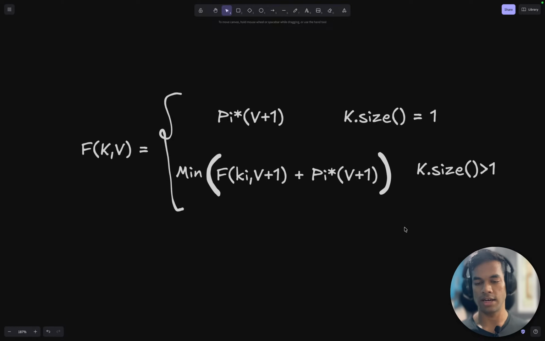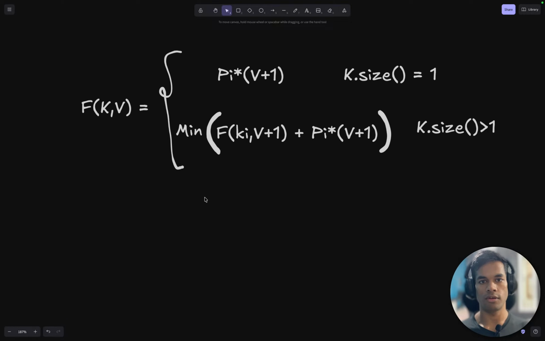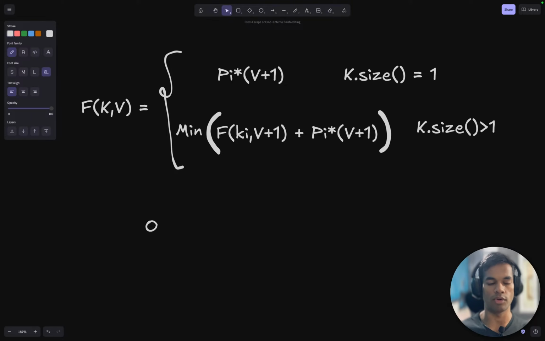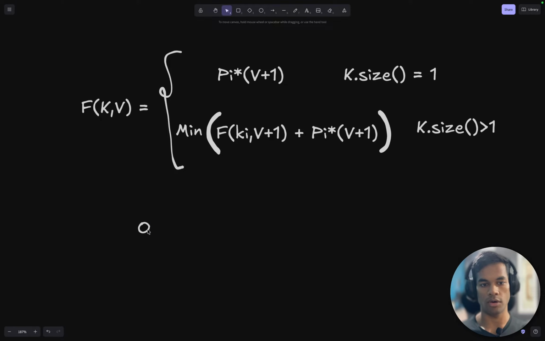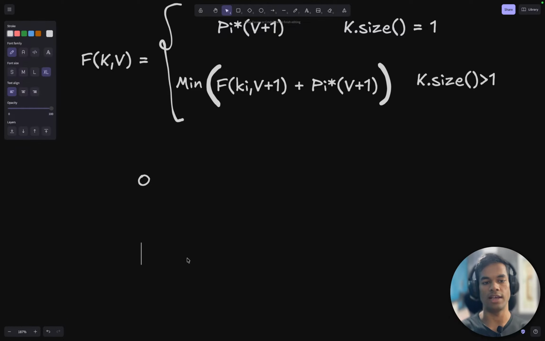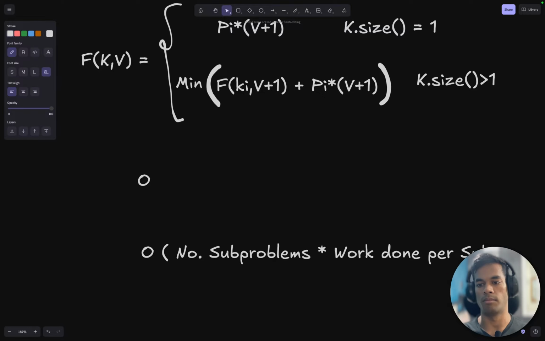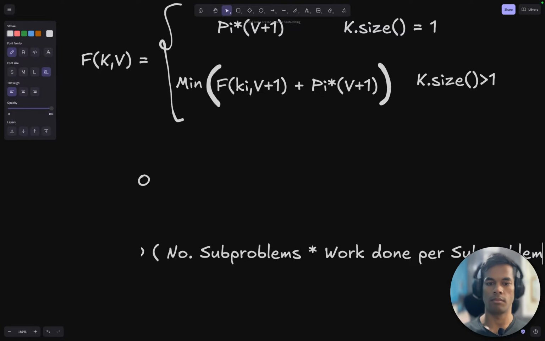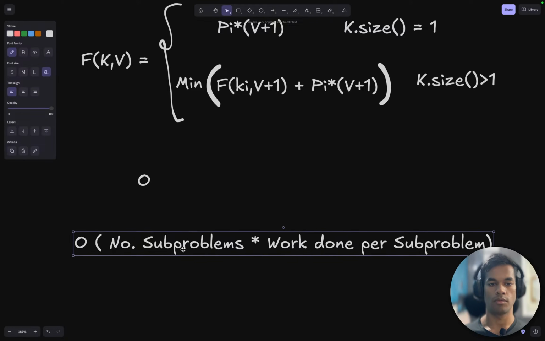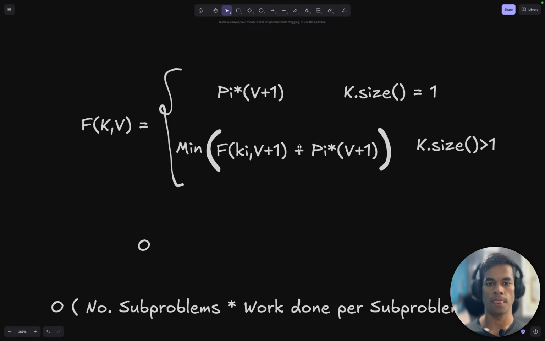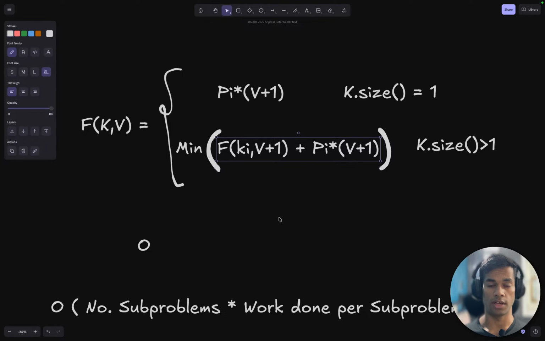Yep, so that recursive function is correct. Now let's try to find the time complexity for this thing. Yesterday we saw that if we want to find the average time complexity, that would be the number of subproblems multiplied by the work done per subproblem. So here I would say work done per subproblem.